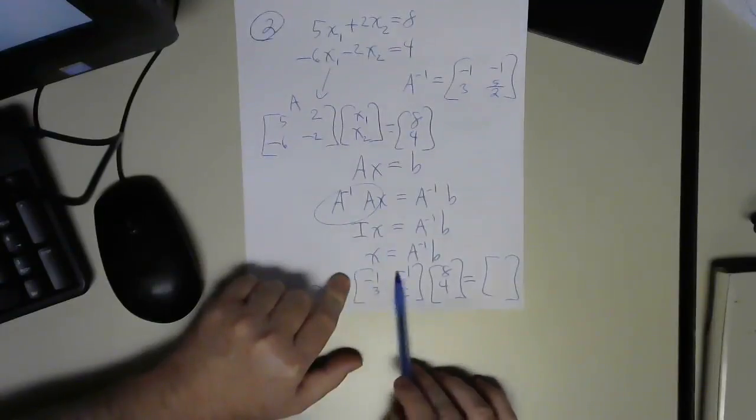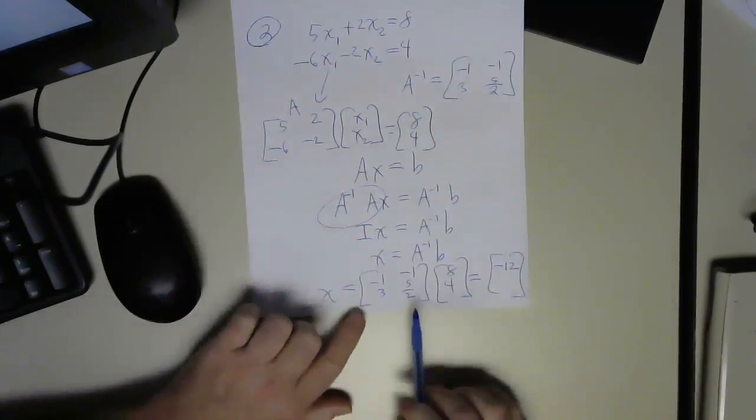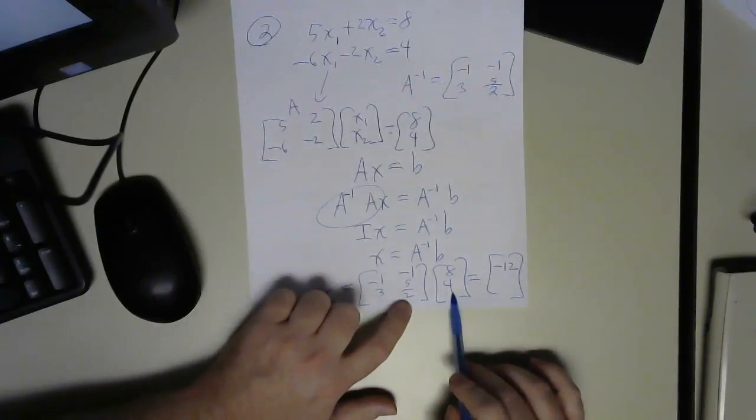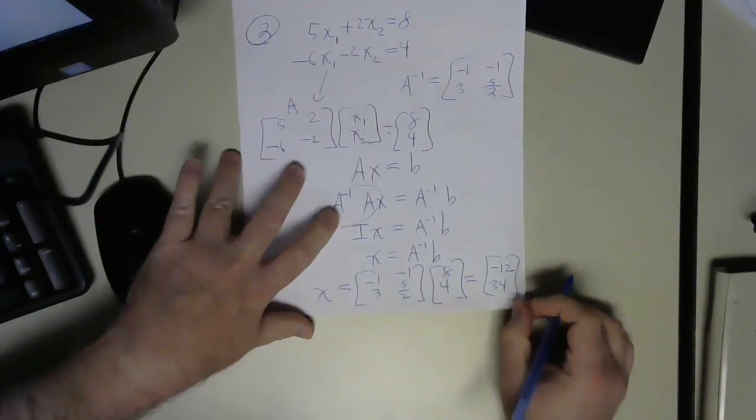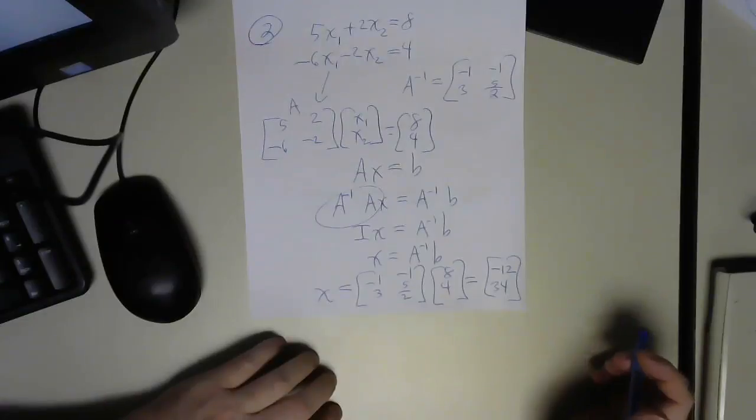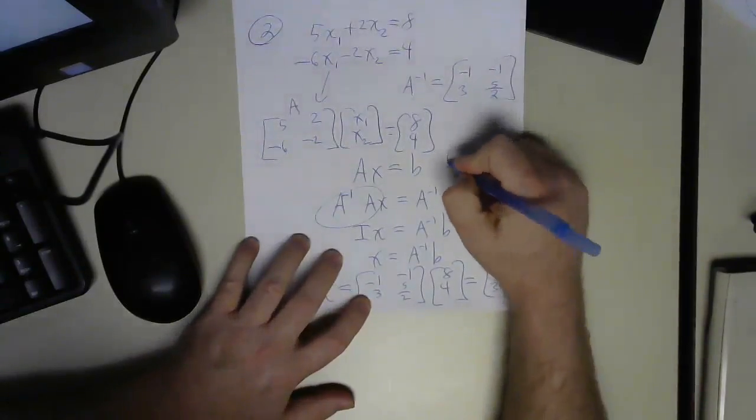Well, using row times column, it would be -8 minus 4. And then 24, and I guess that'd be plus 10. So it looks like the solution is x1 equals -12 and x2 equals 34.